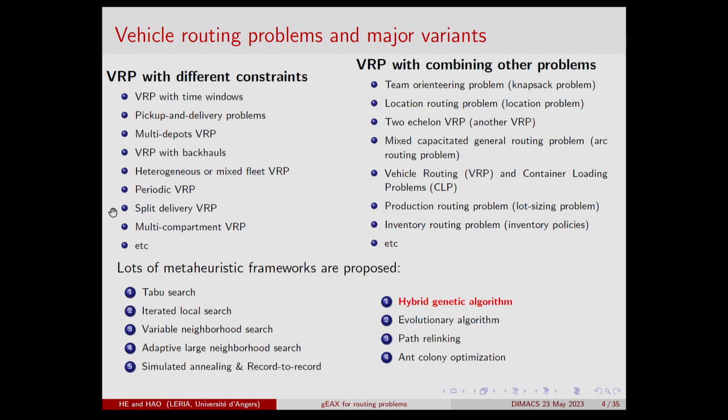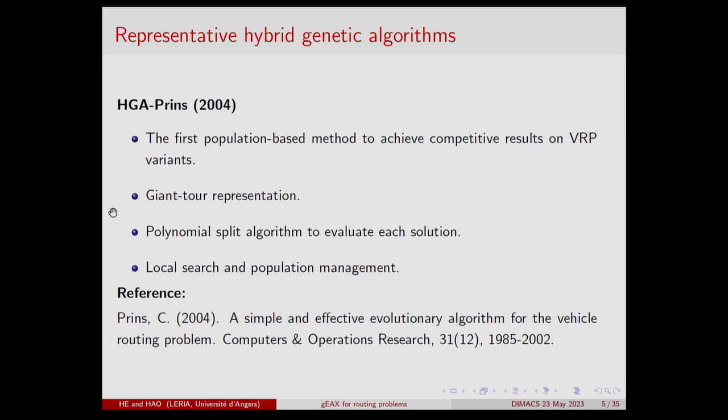The first class is the neighborhood-based framework, like tabu search and iterated local search. There is another class of framework: population-based frameworks. The most famous algorithm is the hybrid genetic algorithm. So in my presentation, we will focus on this method. The most representative hybrid genetic algorithm was proposed by Professor Prins in 2004. This algorithm can achieve competitive results based on a population-based algorithm.